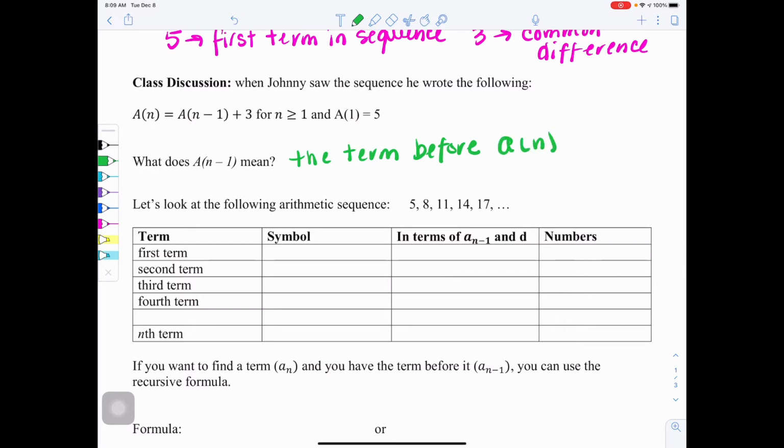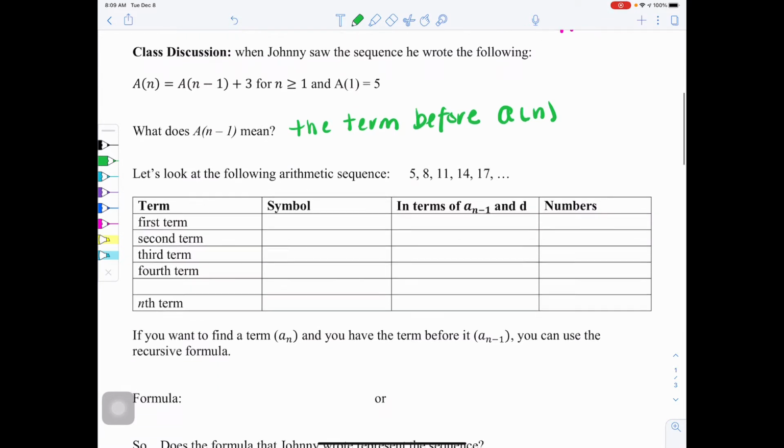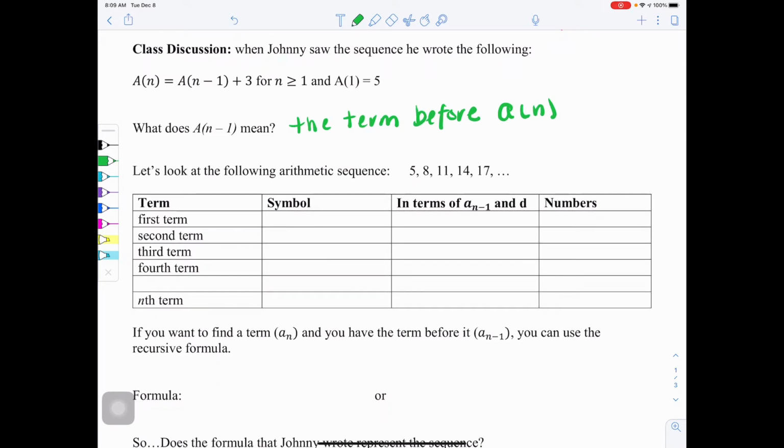So let's look at the following arithmetic sequence. Same one you were looking at above, 5, 8, 11, 14, and 17. I want to go over some symbolization here and how to write it in terms of a sub n minus 1 and d, the common difference, and then we'll go ahead in the last column and put down the numbers. So the first term you are aware of is a sub 1. Second term is a sub 2, so we continue that pattern all the way up to a sub n. We can keep going and going and going.